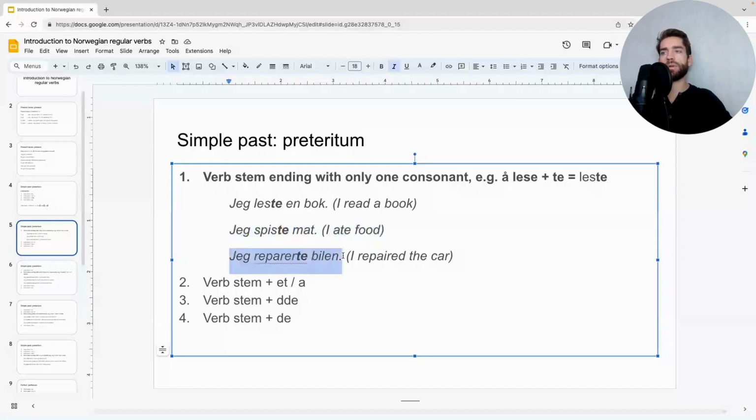Jeg reparerte bilen. Can you see what the verb in the infinitive form must have been here? So we remove the suffix, and then there's an e instead for the infinitive, right? So å reparere. So you see how this ends with one consonant. That places it in the first category where we need to put on te.